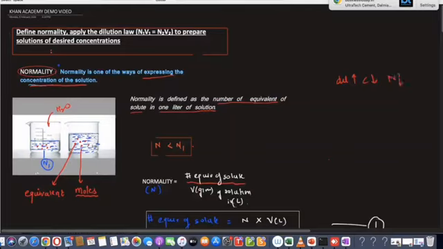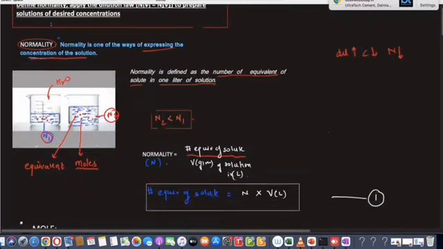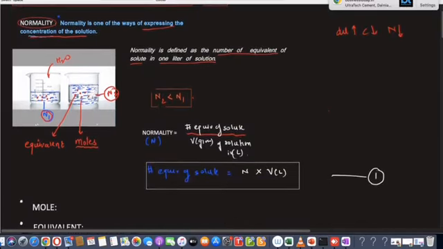In this case, if I have N1 as the normality and N2 as the normality after dilution, N2 will be less than N1. Why? Because on dilution, normality decreases. Let's talk about the amount of the solute here. The solute amount can be expressed in moles, that we already know.